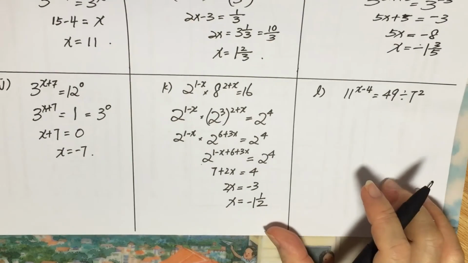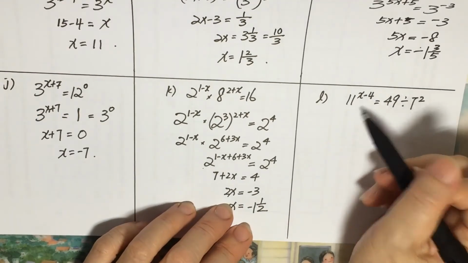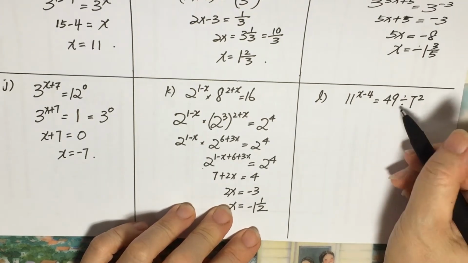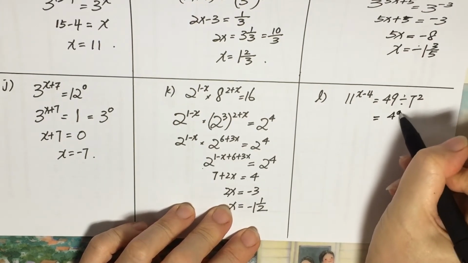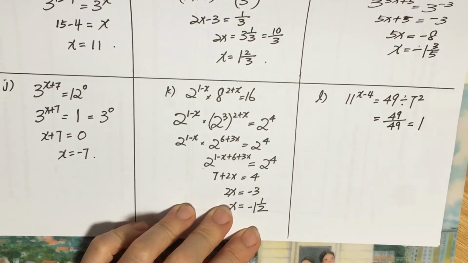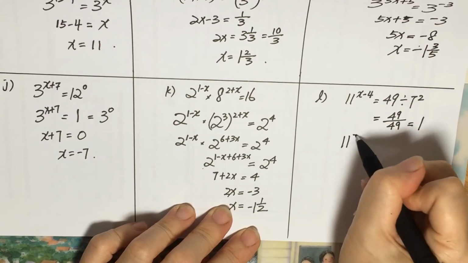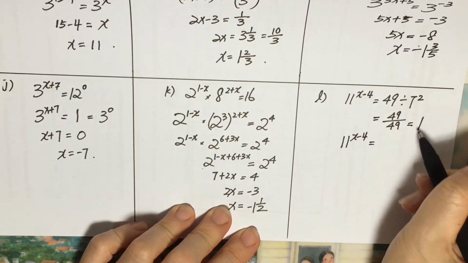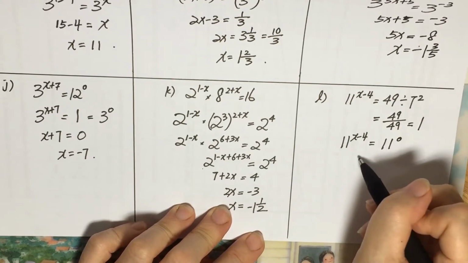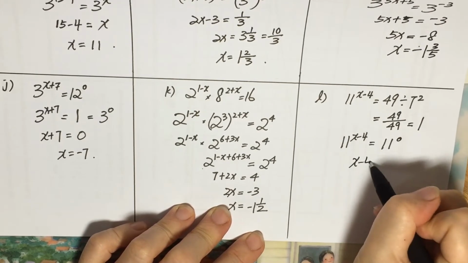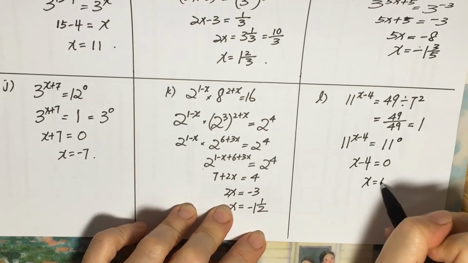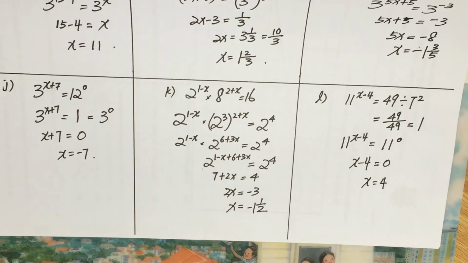Okay, question L. This is base 11, okay? And the other side, actually, this is 49 divided by 7 squared, which is 49. So you get the answer 1. So 11 raised to the power of x minus 4 is equal to 1. 1 can be written as 11 raised to the power of 0. So same base, so we compare the power. So x minus 4 equals 0. So x is equal to 4.